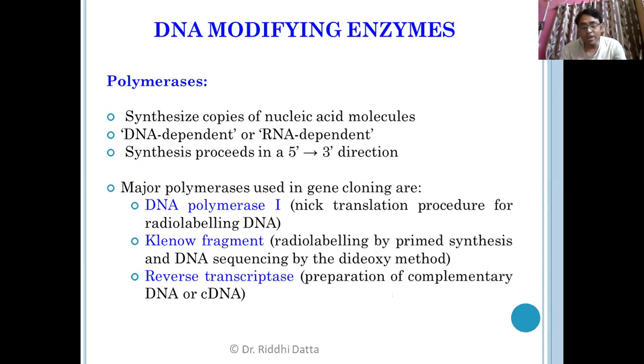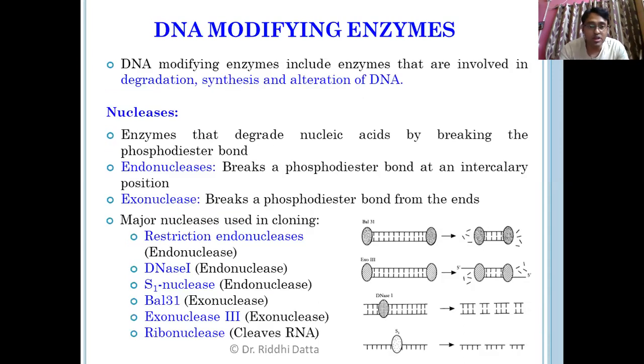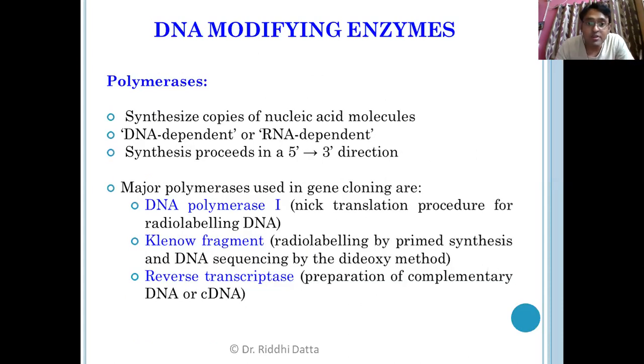Now, apart from the endonuclease and the exonuclease, there is another, the ribonuclease. Ribonuclease, we know, mainly cleaves RNA. Now, different types of polymerase are also used for DNA modification. Number one, DNA polymerase 1. Number two, Klenow fragment. And number three, reverse transcriptase.